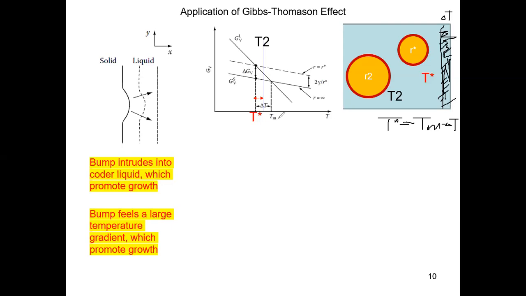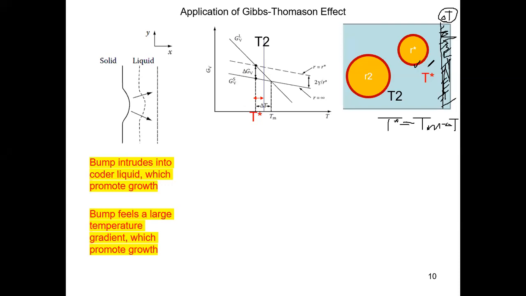And now I decrease the temperature further to T star. So this one is going to feel a supercooling of delta T, because the actual temperature is lower by this amount than what I need for the melting temperature. But how about this one? What is the effective melting temperature for this R star? The effective melting temperature is T star, so the effective supercooling this one felt is 0.